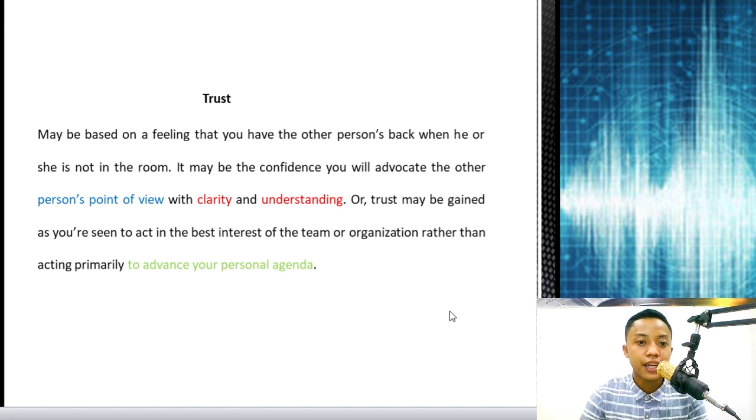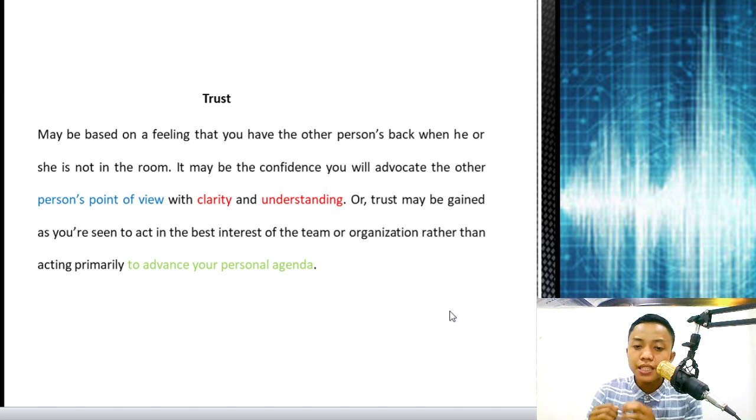Trust may be based on a feeling that you have the other person's back when he or she is not in the room. It may be the confidence you will advocate the other person's point of view with clarity and understanding, or trust may be gained as you are seen to act in the best interest of the team or organization rather than acting primarily to advance your personal agenda.